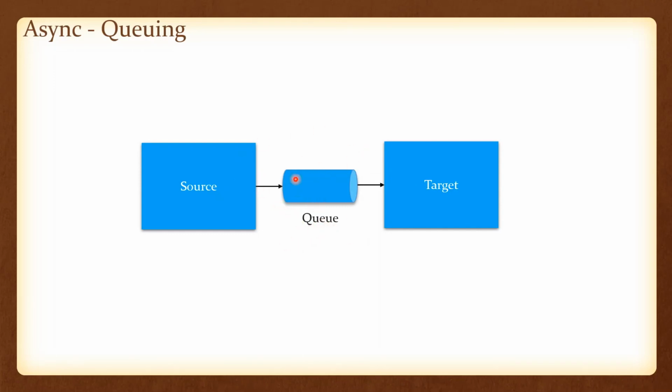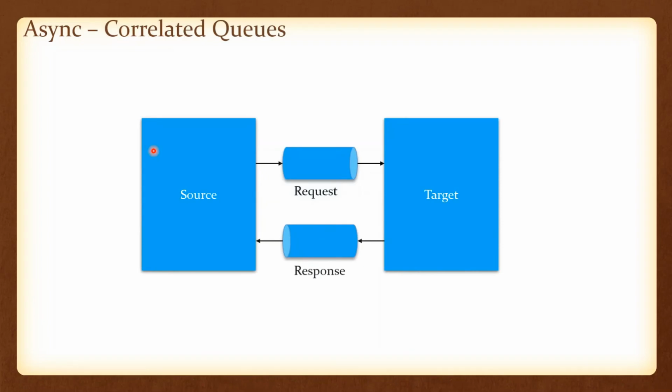So the message goes to the queue, and then the target system can pick up the message and process it reliably. This is what we do in queuing, but we do not wait for any response. We just push the message and the processing is done at the source system. But what if the source wants back the response? This is when we use correlated queues.